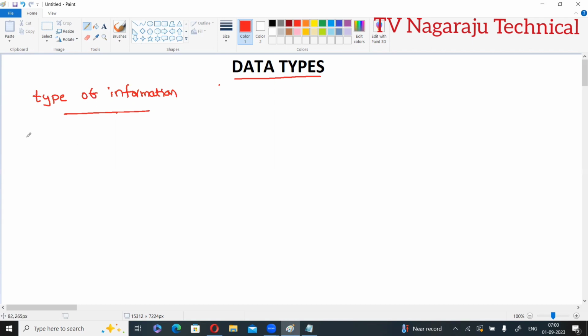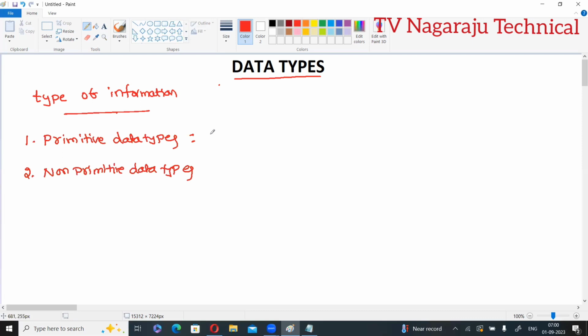Now, data types are categorized into two types. One is primitive data types. The second one is non-primitive data types.